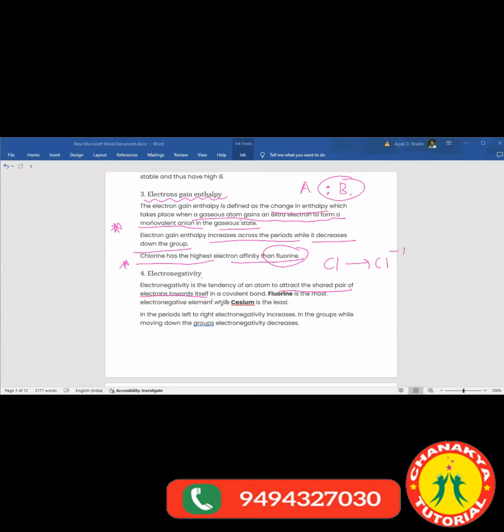Fluorine is the most electronegative element, while cesium is the least. Keep these names in your mind, as they may ask you in an MCQ. Across the period, left to right, electronegativity increases, because the first element would be hydrogen, then lithium, and the last would be fluorine. So fluorine is the highest electronegative element. When you travel left to right, your electronegativity goes on increasing, and when you travel top to bottom in a group, electronegativity decreases. Clear?